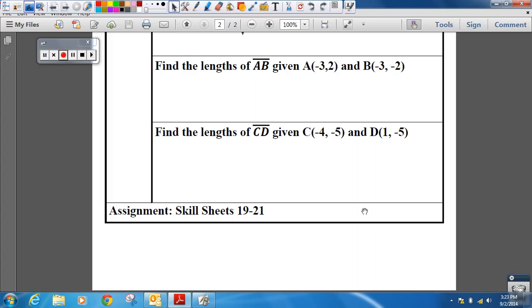You have no guided practice for this section, but you do have an assignment. The assignment is Skill Sheets 19 through 21.